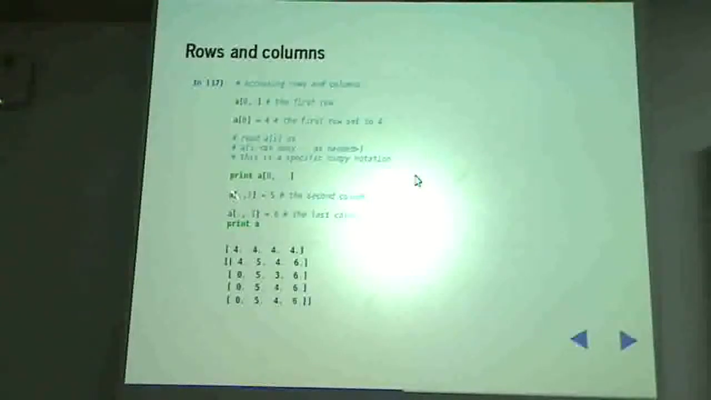Okay. So here you set the second column to 5. Here you set the last column to 6. Okay. How do we know it's the last column? Because of -1. With -1 you start counting from the end. -1 is the last column, -2 is the second last column, and so on.